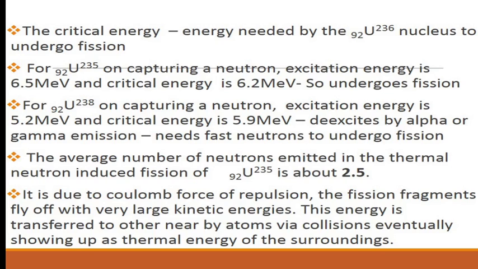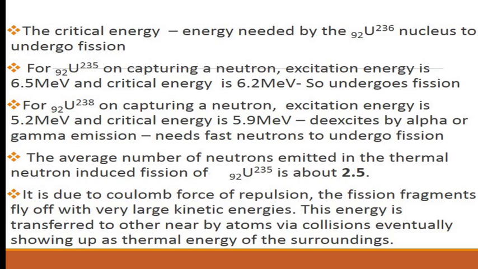Now, what is the energy required by the uranium nucleus to undergo fission? That energy is known as critical energy. So critical energy is defined as the energy needed by the uranium nucleus to undergo fission. And from where is this uranium getting energy? By the bombardment with the neutron, so that the neutron exchanges its energy to the uranium nucleus on colliding with it.